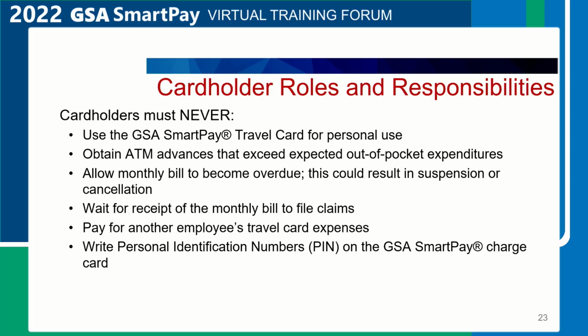Account holders must never use the GSA SmartPay card for personal use. If your agency allows you to use the SmartPay card for ATM use, for cash advances, then you can use them. However, the use of the card is encouraged over cash advances because your agency will not earn refunds based on a cash advance, and your agency earns refunds based on spend volume.